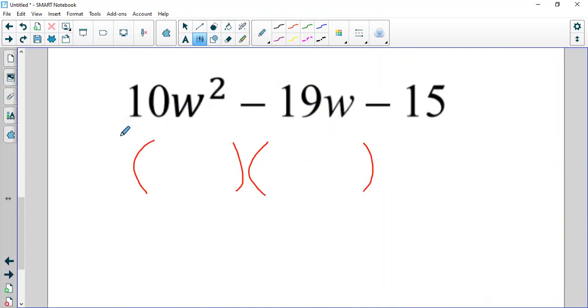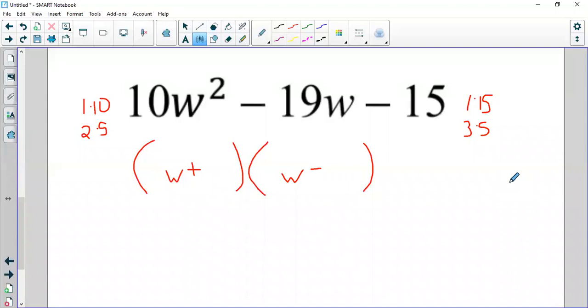What I'll do is I'll start filling in my template. I'll fill in my w and my w. I know I need a w and a w. The negative on the c term means I'm going to have different signs. So I'll fill in a plus and a minus. And I'll start factoring. The factors of 10 are 1 and 10, and 2 and 5. And the factors of the c term are 1 and 15, and 3 and 5.